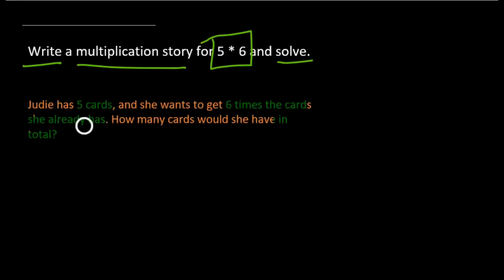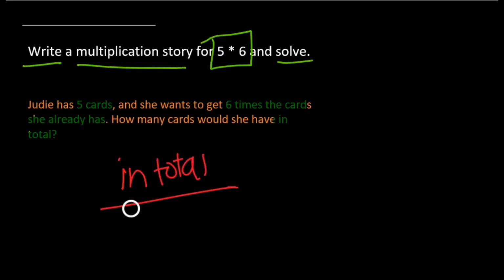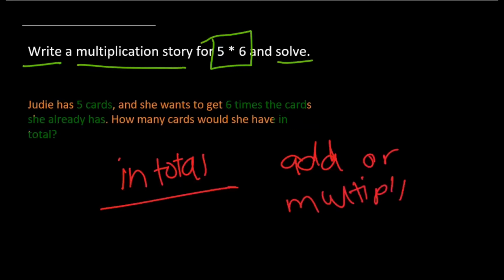I forgot to tell you guys this in the previous problem, but note down that "in total" always means either addition or multiplication. It depends whether it's addition or multiplication based on the rest of the word problem. So always keep in mind that in total is add, or multiply. Okay.